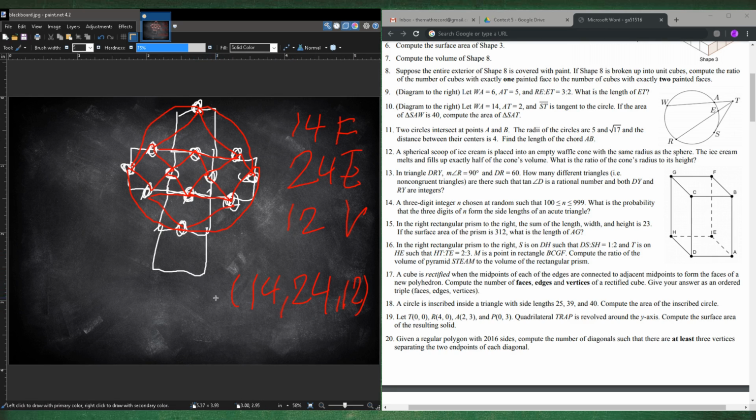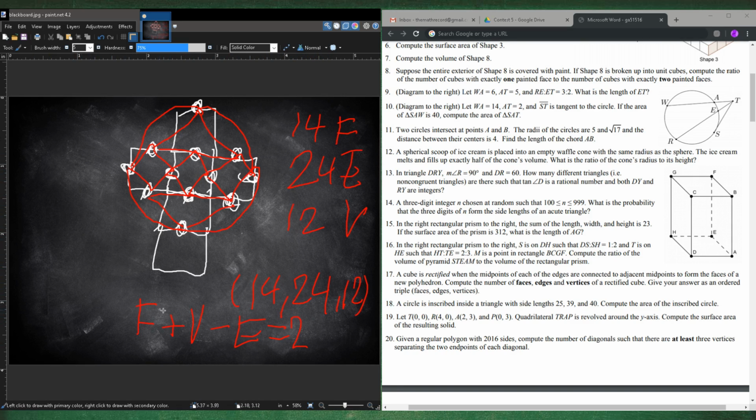One way to check that you're right is that there's something called Euler's number or Euler's formula. I'm not exactly sure for polyhedras. They basically say that the number of faces plus the vertices minus the edges should always equal 2. So 14 plus 12 is 26, minus 24 is 2, which is true.